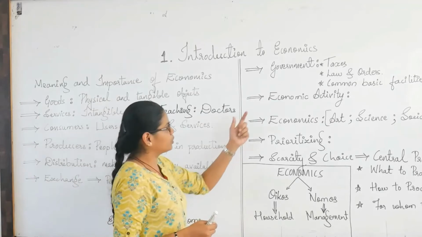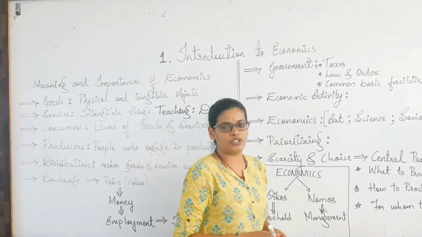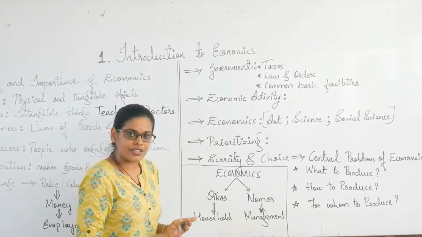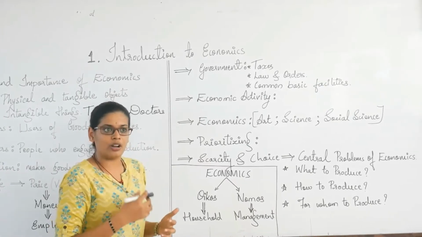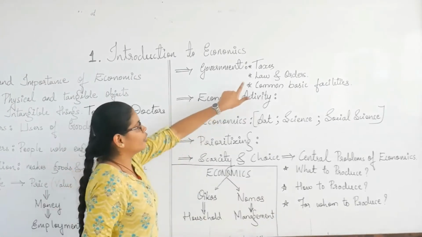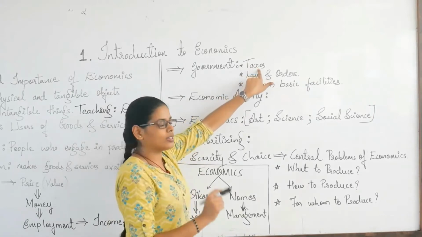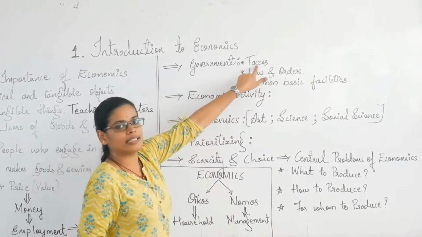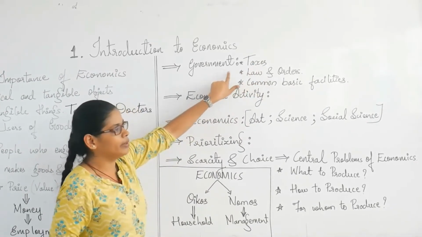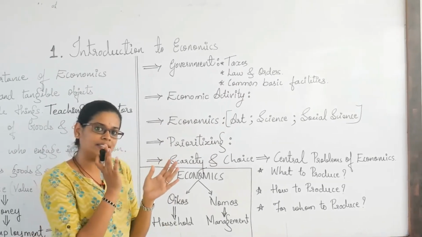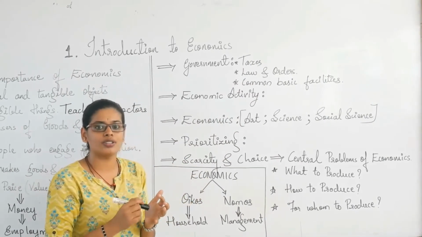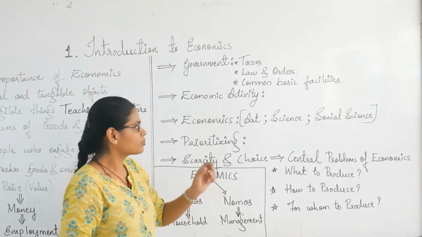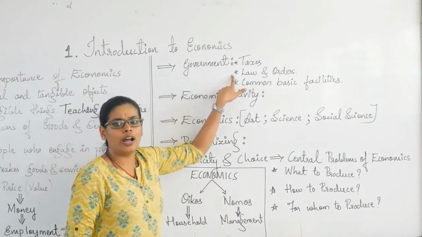Next, let's move to the next point. The government comes into the picture. Why does the government come into the picture? Whatever goods and services we are consuming, or the producers are producing, for those goods and services we have to pay taxes. So the government collects these taxes. And why do we have a government? We have a government not only to collect taxes, but also they have laws and orders which every person or every citizen of the country has to follow. So they maintain law and order.